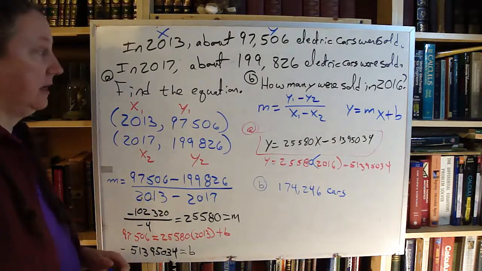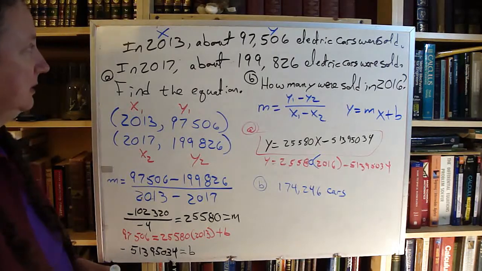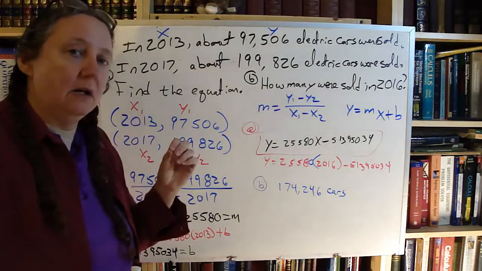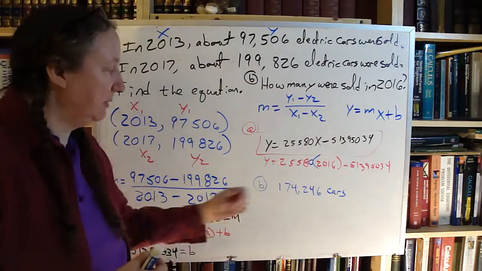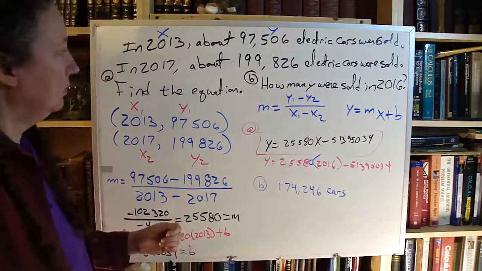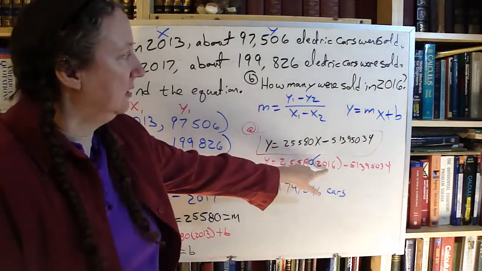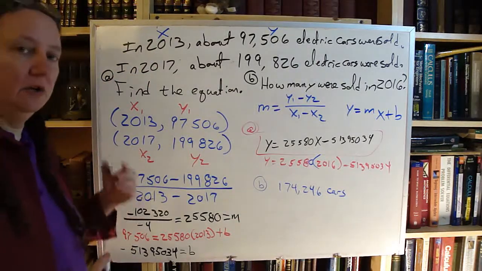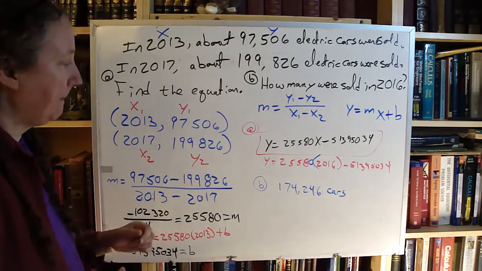Check it on your calculator. You should get the same number. Now I'm doing a little sanity check in my head. Does this number make sense? So 2016 is partway between 2013 and 2017. It's very close to 2017.